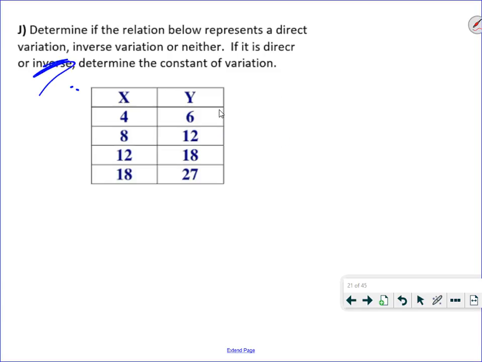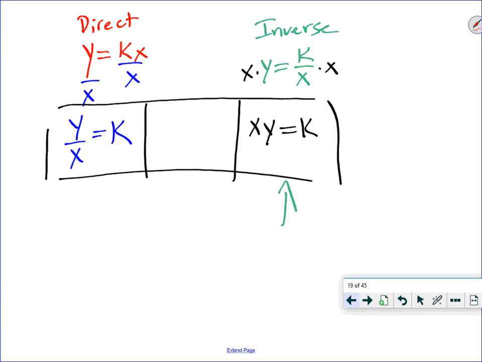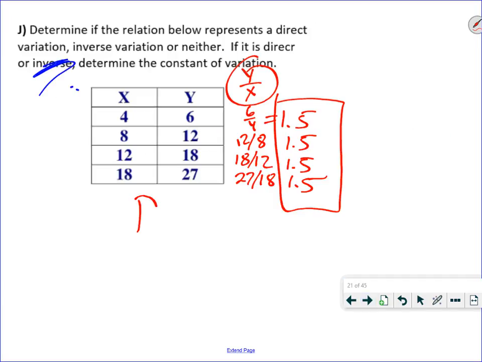How about if we do y divided by x? Well, 6 divided by 4 is 1.5. 12 divided by 8 is 1.5. 18 divided by 12 is 1.5. And 27 divided by 18 is 1.5. This is a constant. And if we go back, y divided by x being a constant was direct variation. So this is direct variation.